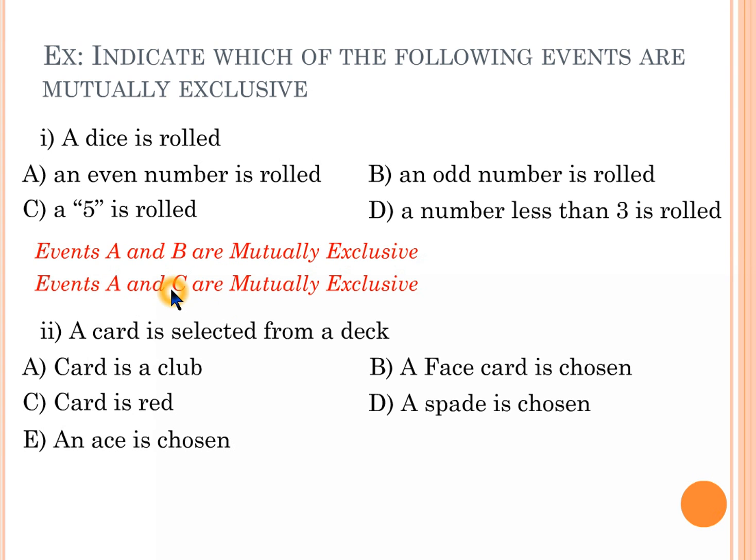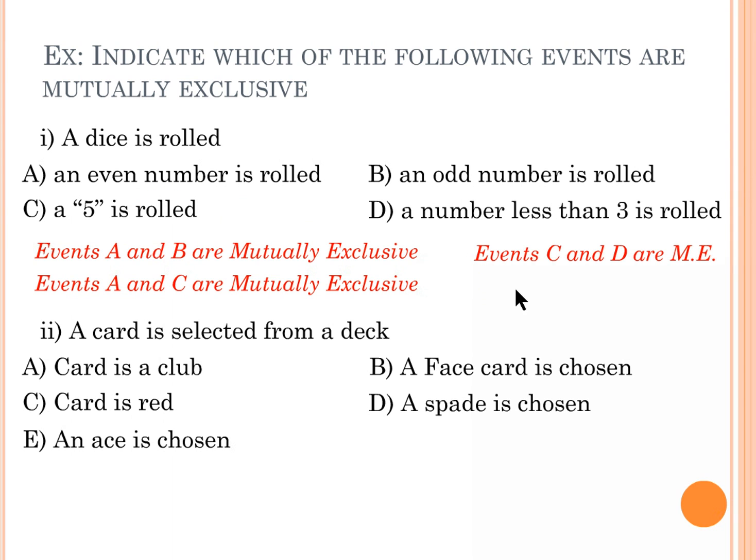Events A and C. Event A is an even number is rolled, and C is a 5 is rolled. So yes, A and C cannot happen at the same time. Once again, if you roll a dice and get an even number, that even number won't be 5 because 5 is considered an odd number. If you roll a dice, you might get a 2. If you have a 2, then it's impossible to get a 5. So A and C are mutually exclusive. They cannot happen at the same time.